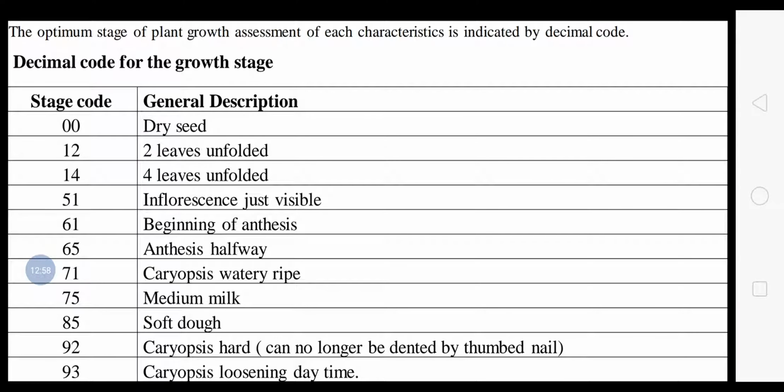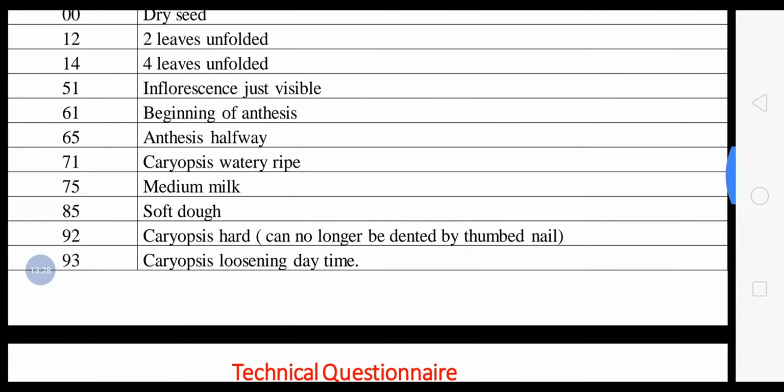Coming to the decimal code for growth stage, 00 indicates dry seed, 12 indicates 2 leaves unfolded, 14 means 4 leaves unfolded, 51 inflorescence just visible, 61 beginning of anthesis, 65 is anthesis halfway, 71 means caryopsis watery ripe, 75 means medium milk, 85 soft dough, 92 caryopsis is hard, then 93 means caryopsis loosening in daytime.